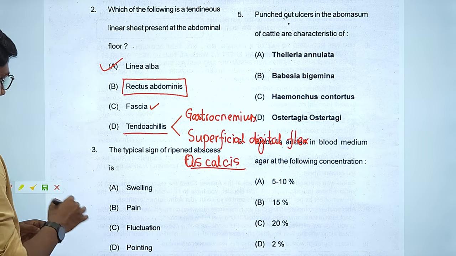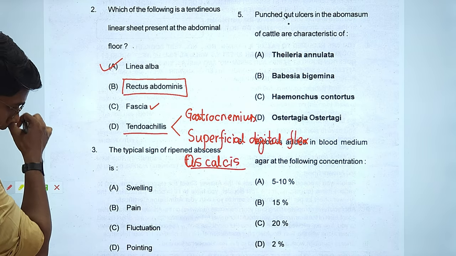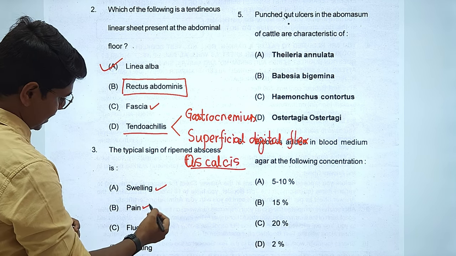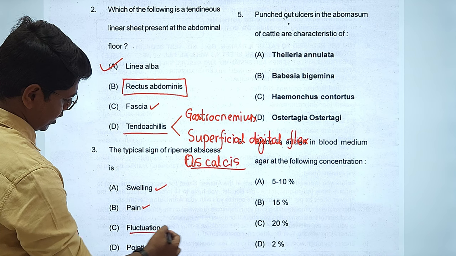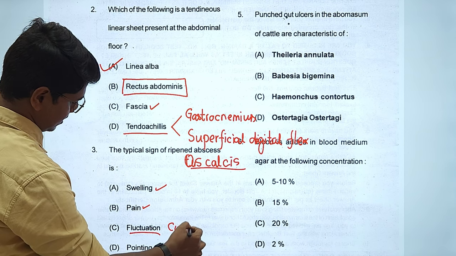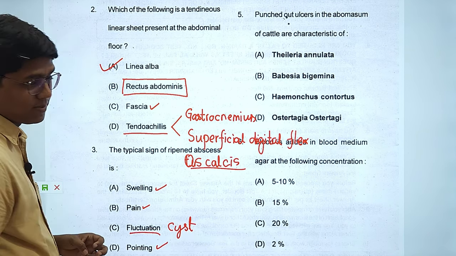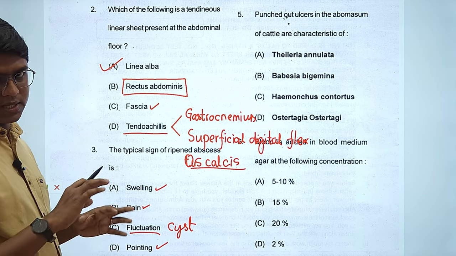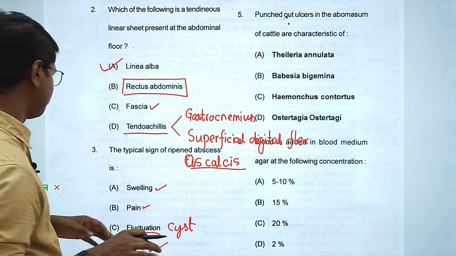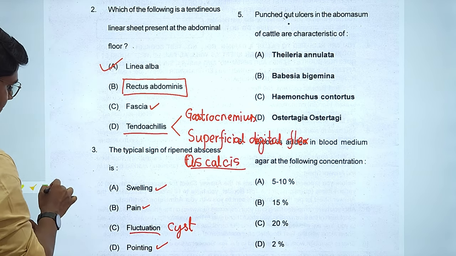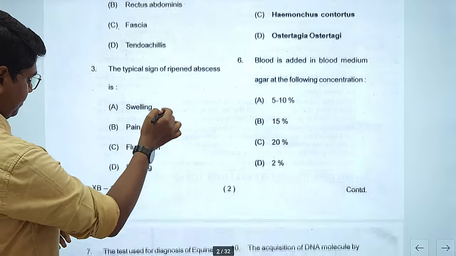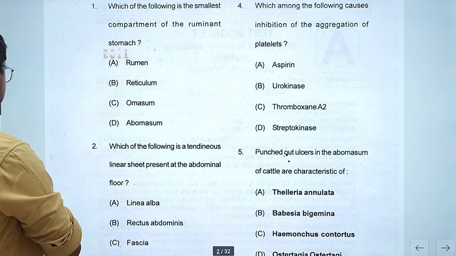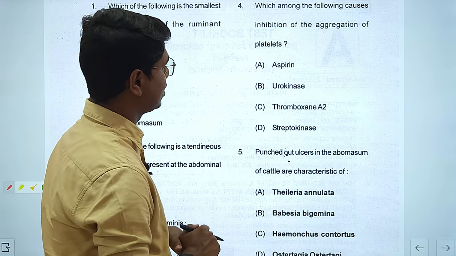Okay. Next, the typical sign of ripened abscess is, you see, swelling is the sign of inflammation, pain is the sign of inflammation, fluctuation is the sign of cyst. So pointing is the sign of ripened abscess. I have made a very detailed video regarding abscess, hernia, cyst, identification and differentiation in the general surgery playlist.